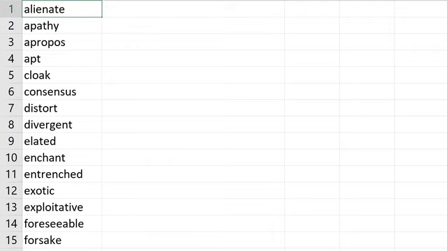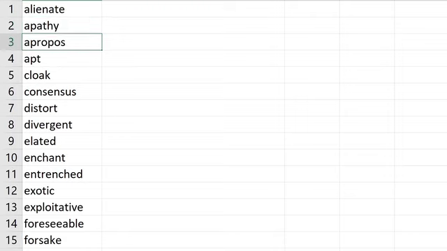Okay, let's talk about group 15 words. So, starting with alienate, that means to treat somebody like an alien, to make them feel different, to make them feel separate. So, if you alienate somebody, you kind of push them to the side, right? Apathy is going to mean you don't care, indifference. We're all going to die one day, so who cares?